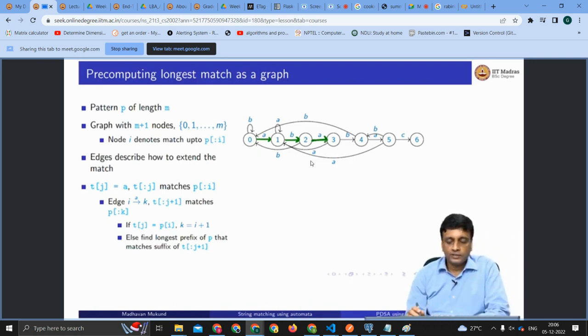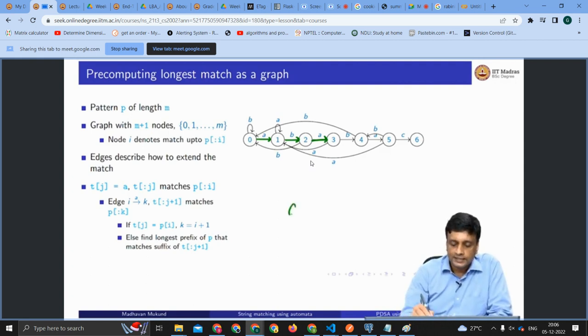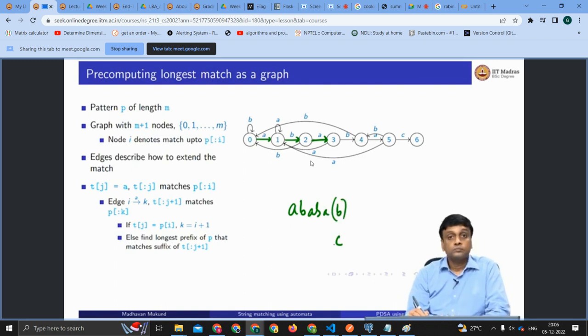Now, last time we saw in the previous example that you could have a situation where after I see A, B, A, B, A, and then I see a B here where I wanted to see a C.